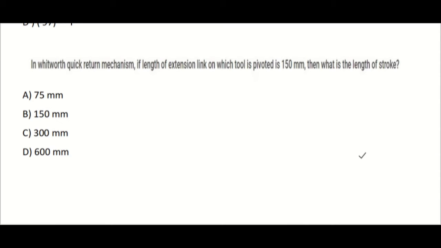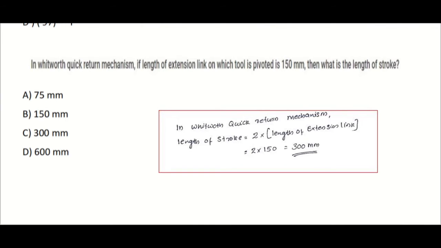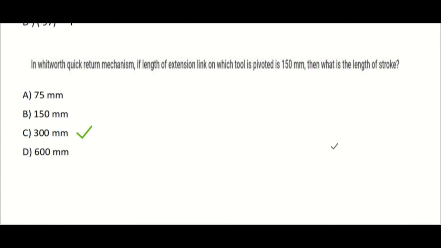In a quick return mechanism, if the length of the extension link on which the tool is provided and is pivoted is 150 millimeter, then what is the length of the stroke? In a quick return mechanism, the length of the stroke will be equal to 2 times the length of the extension link. That is the relation between the length of the extension link and the length of the stroke. That will be 2 times the extension link, equal to the stroke length in quick return mechanism. So the answer is 300 millimeter.